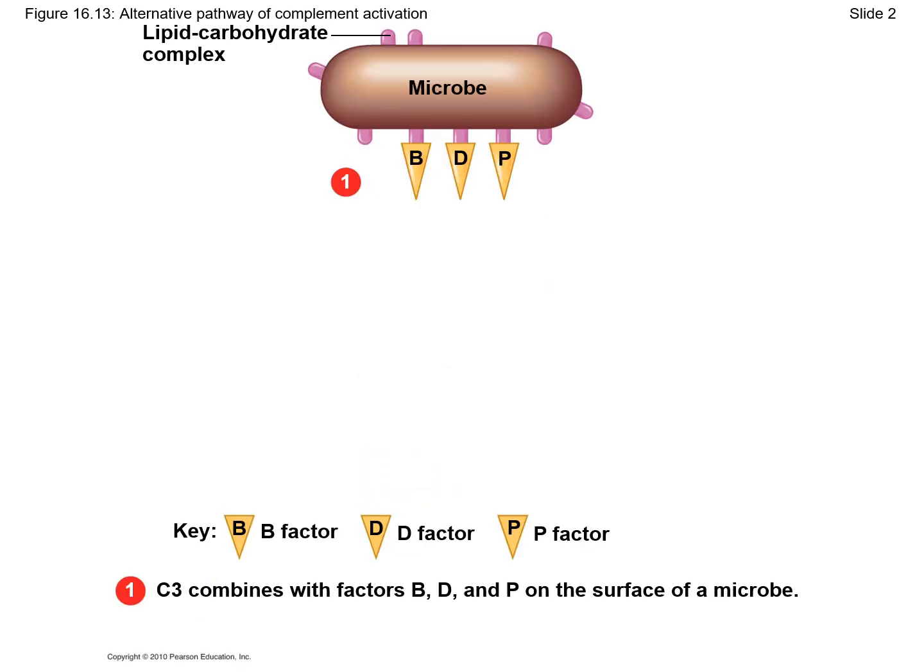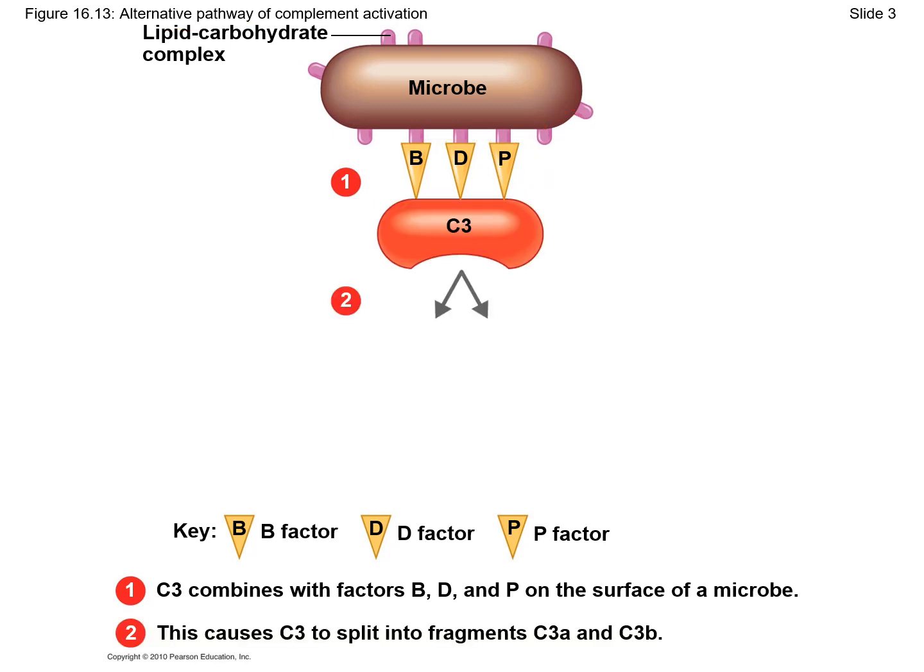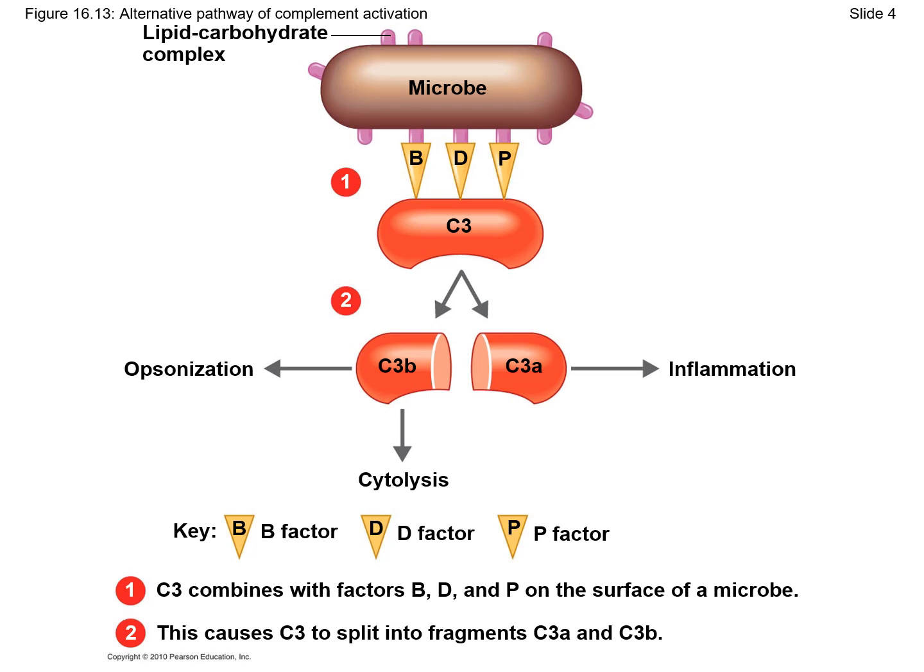The second way to activate complement is called the alternative pathway. For the alternative pathway, you just need the microbe. So only the microbe will activate the complement. In this pathway, 3 different complement proteins called B, D, and P, you don't have to know what they stand for, will bind directly to the microbe, and then that will lead to activating a complement protein, which will lead to it splitting and activating other complement proteins.